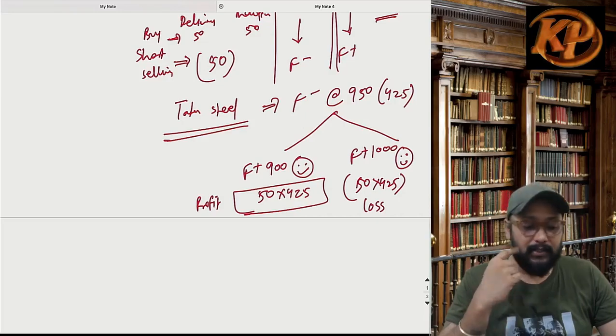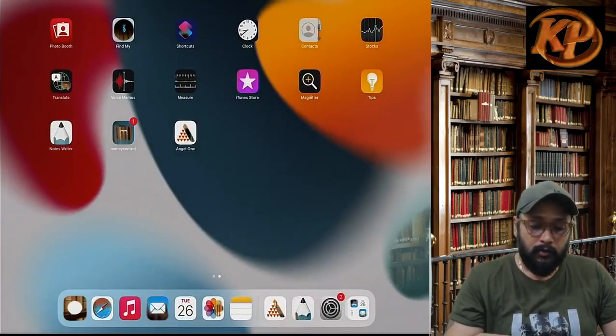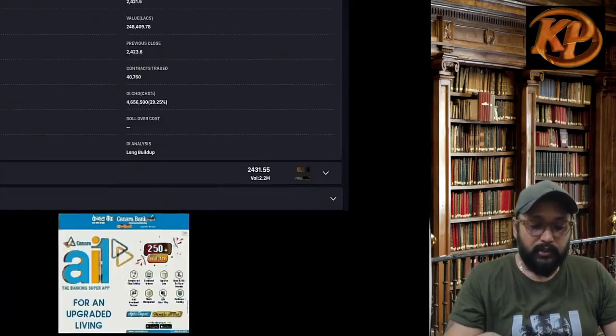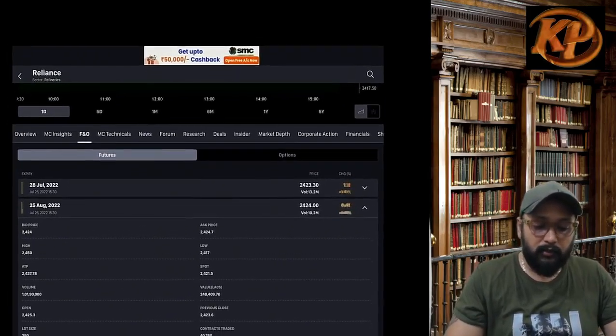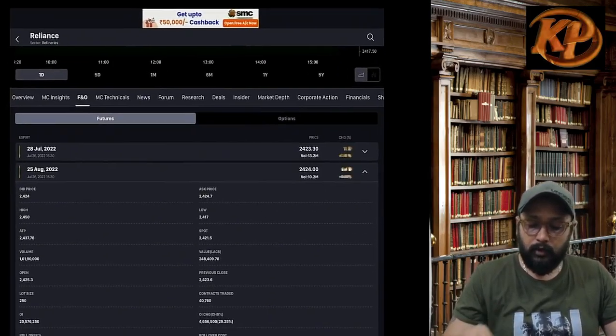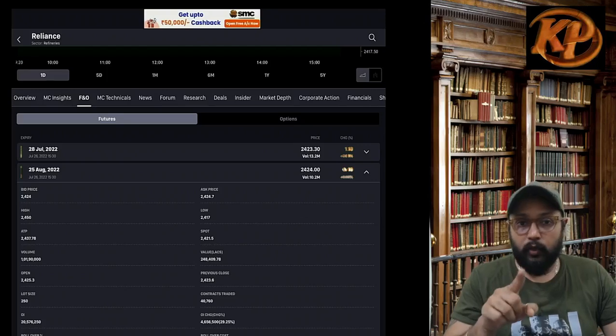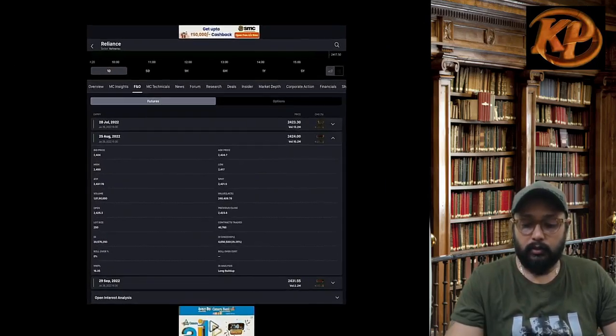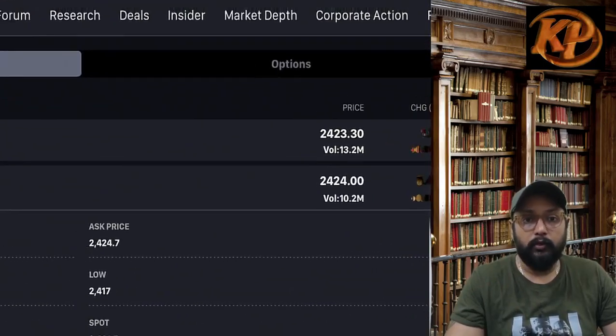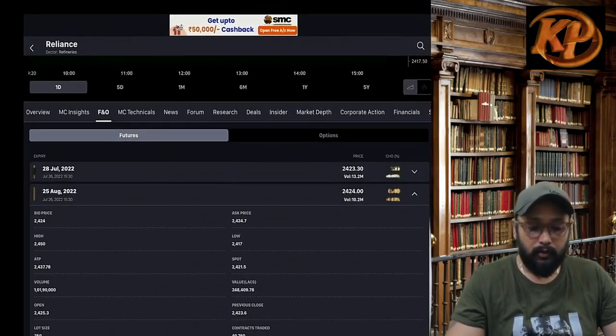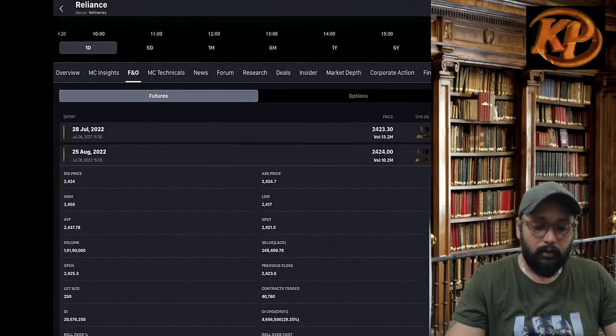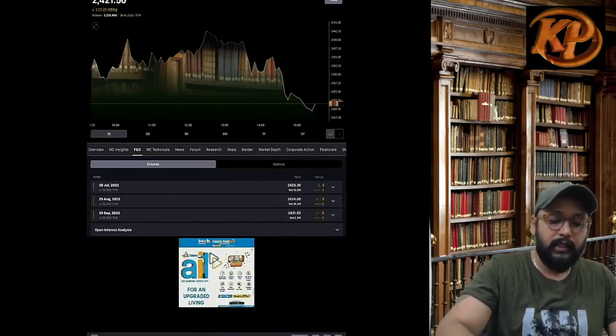I hope I am making sense, guys. If I come back to these images, you will notice one thing. Reliance 28 July contract is trading at how much? 2423. Can you see this? 2423 is the contract of July. And how much was Reliance in the cash market?